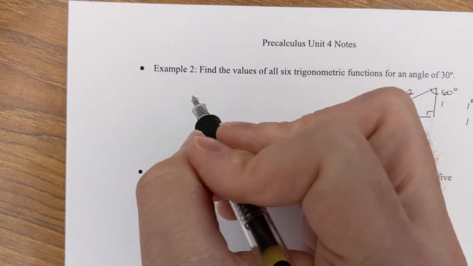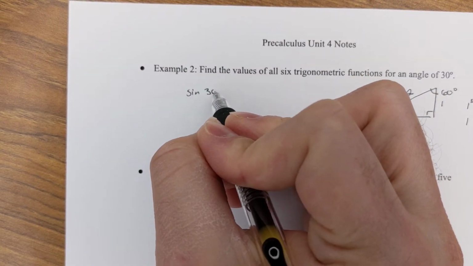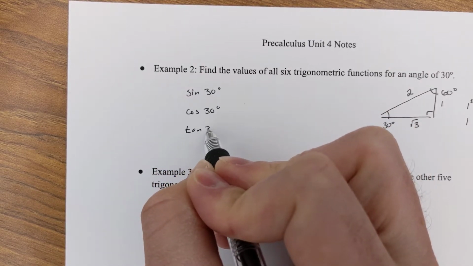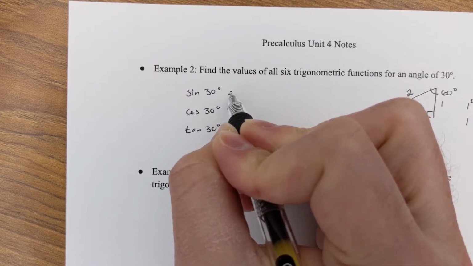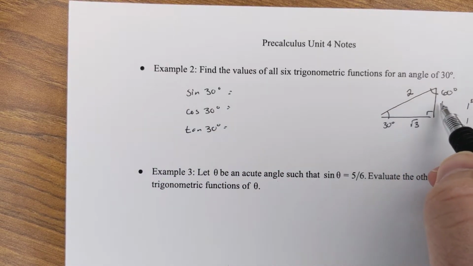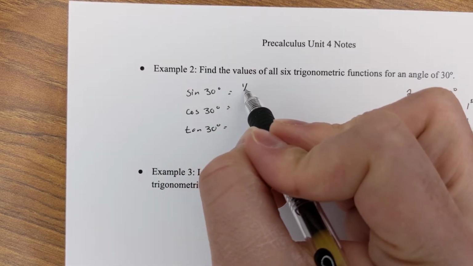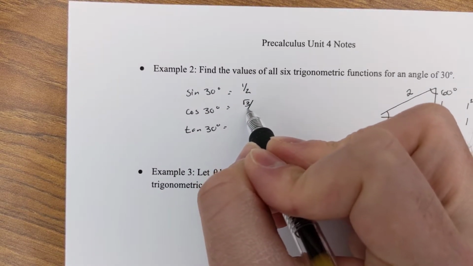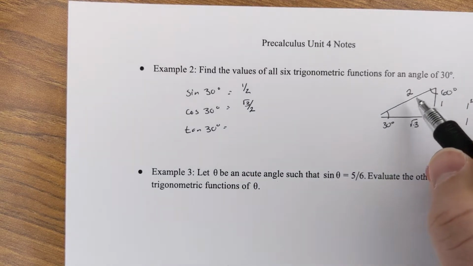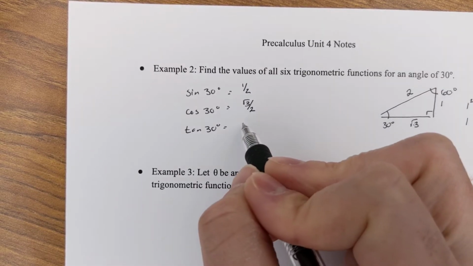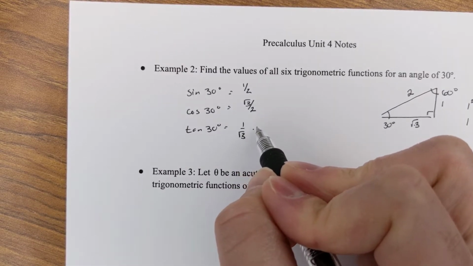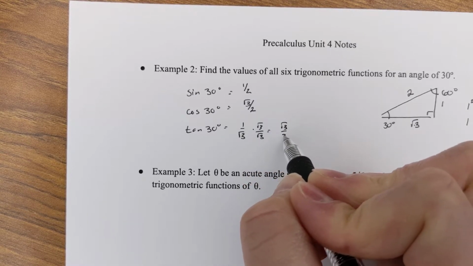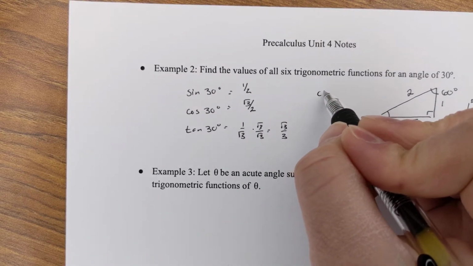But same thing, so we'll do our trig functions. So sine 30, cosine 30, tangent 30. So the sine of 30 is the opposite over the hypotenuse, so 1 over 2. Cosine is the adjacent over the hypotenuse, root 3 over 2. Tangent is opposite over adjacent, so 1 over root 3. But that's not allowed to happen, so we multiply the top and bottom by root 3, which gives me root 3 over 3. And now they're partners.